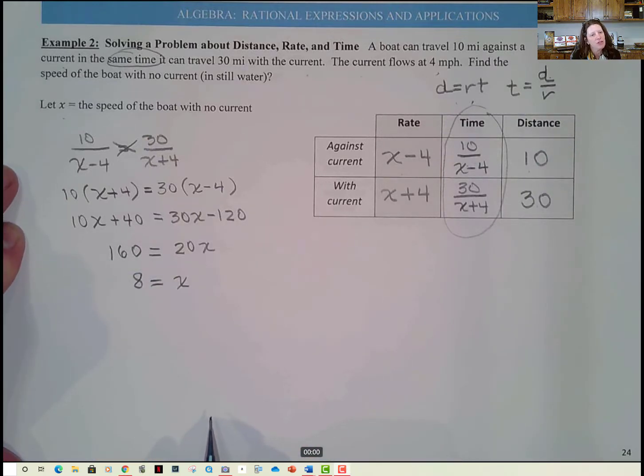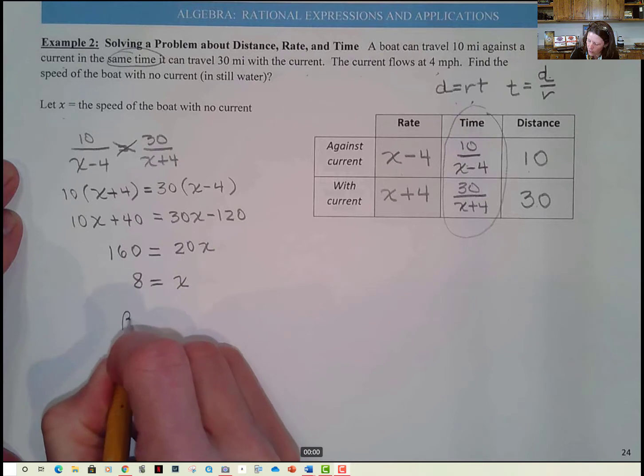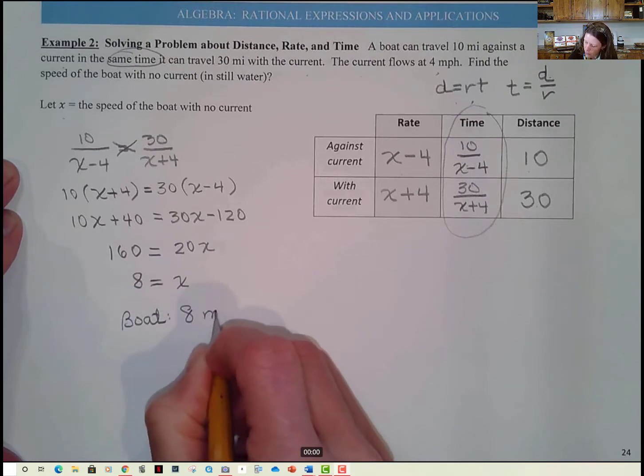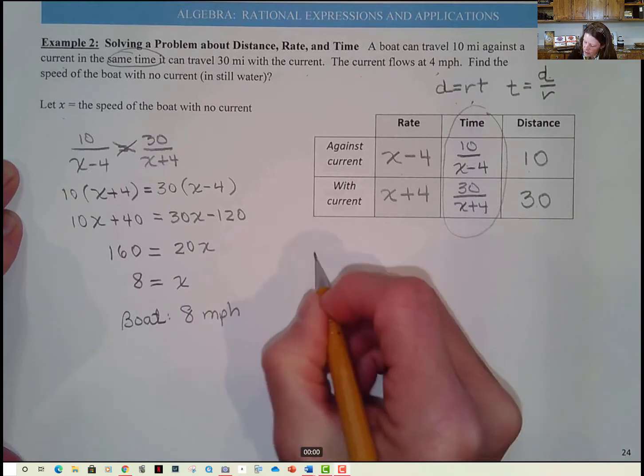So we believe that the speed of the boat with no current then is 8 miles per hour. Now let's check this.